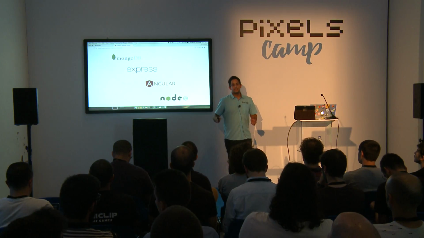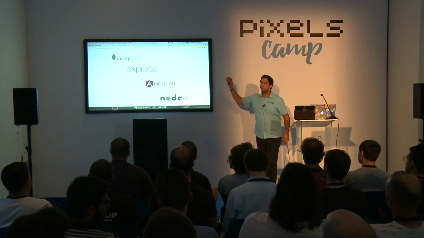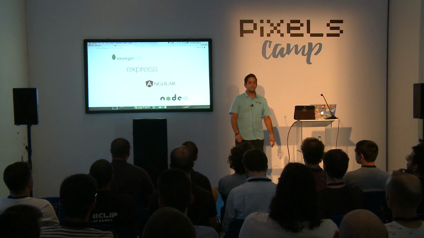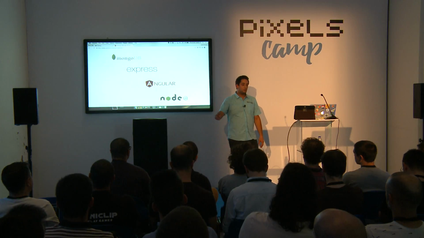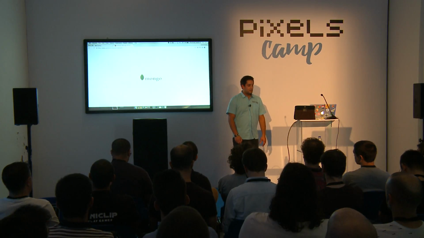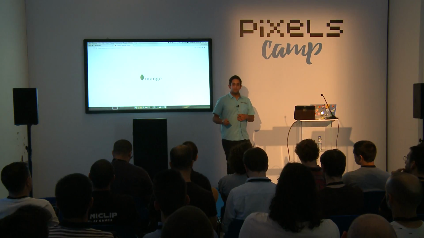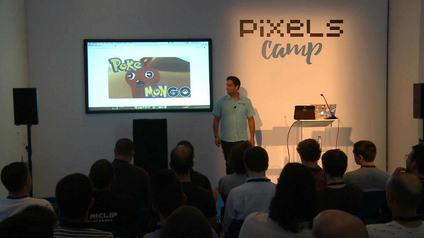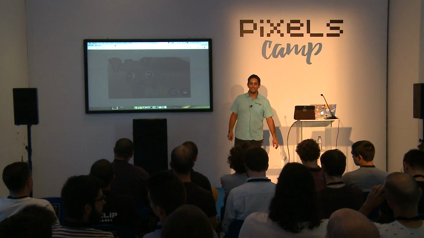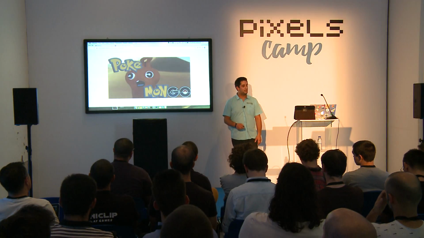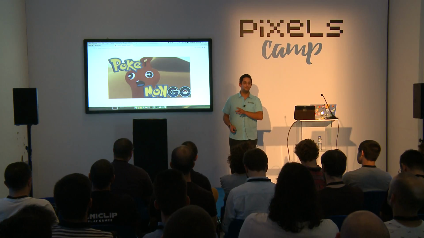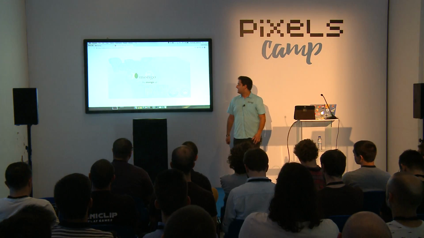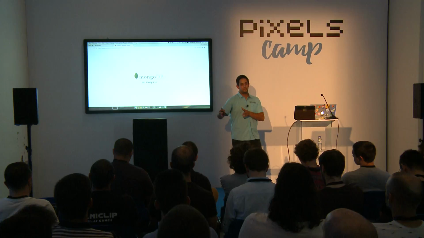Okay, Mean stands for MongoDB, Express, Angular, and Node.js. Okay, let's start with the first one, Mongo. Mongo is not the Mongo that some people, most likely developers, were on with Pokemon Go. They were just seeing Pokemon Go, like I did, but it stands for MongoDB, which means humongous.